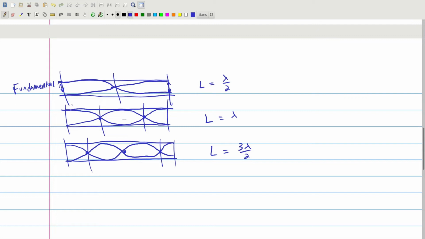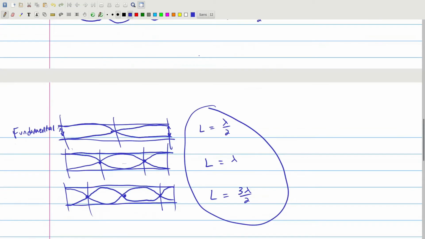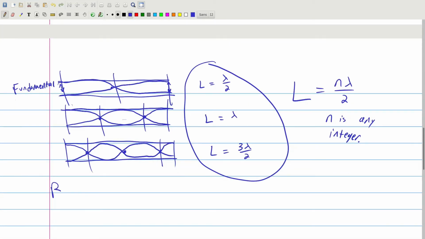And now you can start to see that this is actually following the exact same pattern that is given by the string instruments. L is equal to n lambda over 2. Lambda over 2, lambda, and 3 lambda over 2 is the exact same pattern. So this is correct as well: L is equal to n lambda over 2, again, where n is any integer. And in fact, this explains a lot of your brass instruments.